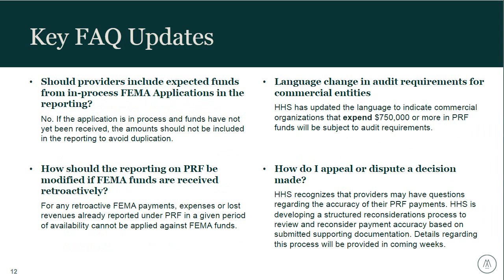Now, thinking about, because this has been a question, we know a lot of folks are putting in FEMA applications, and that can be a fairly lengthy process. So the question has been circulating, well, if we have applied for FEMA and we haven't heard anything yet, what should we do? Previously HHS was silent on that matter, but they have now provided guidance indicating that if you have applied for FEMA funds, even if you haven't heard back, you should offset any expenses. Better way to phrase it, you should not be including those expenses on your PRF reporting.